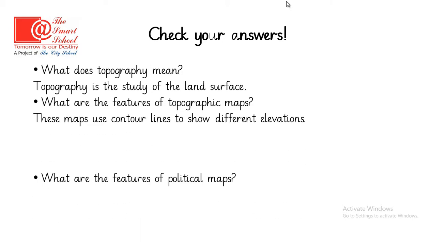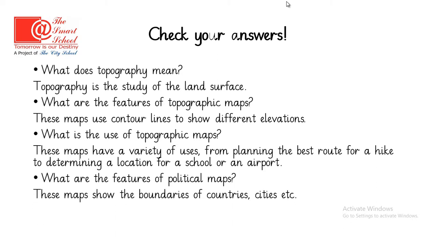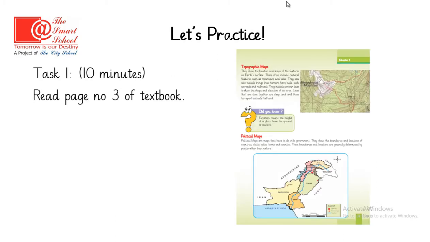These maps use contour lines to show different elevations. What is the use of topographic maps? These maps have a variety of uses, from planning the best route for a hike to determining a location for a school or an airport. What are the features of political maps? These maps show the boundaries of countries, cities, etc. Great! You have understood the concepts.